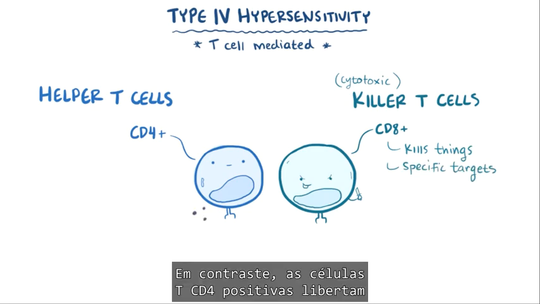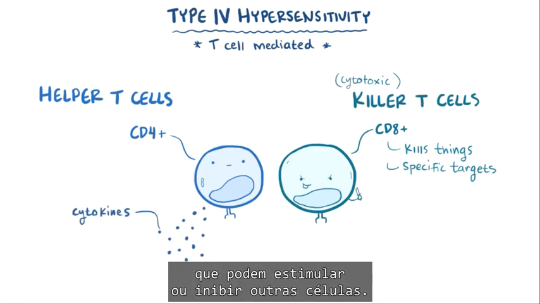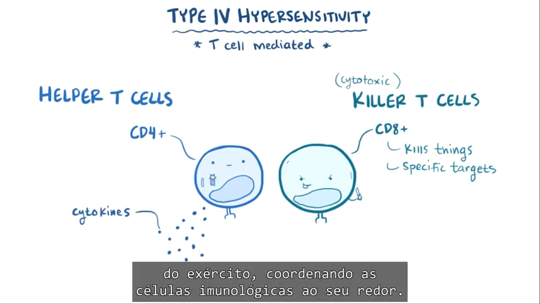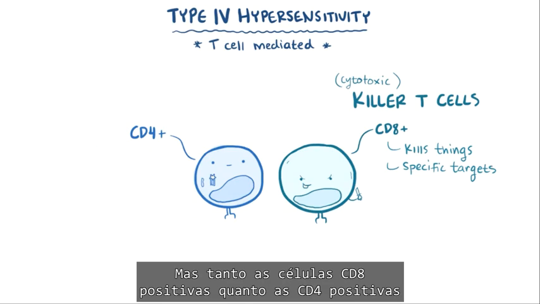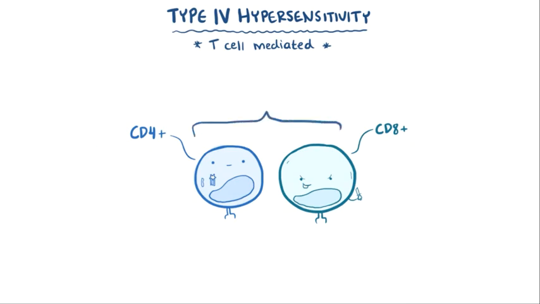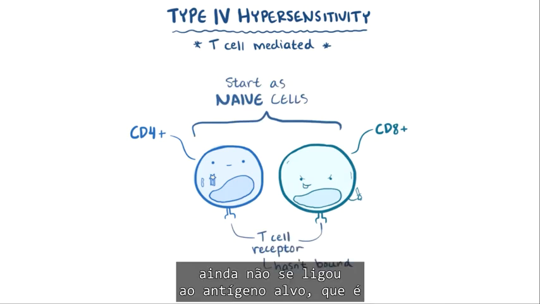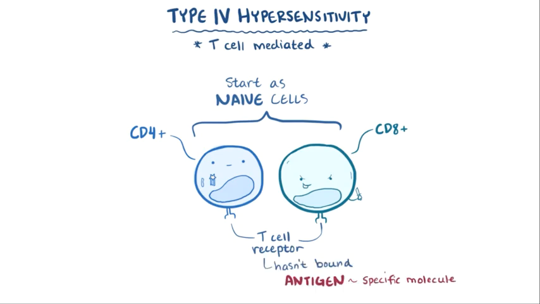In contrast, CD4 positive T cells locally release cytokines, which are small proteins that can stimulate or inhibit other cells. So CD4 positive T cells act like little army generals coordinating immune cells around them. But both CD8 positive and CD4 positive cells start off as naive T cells because their T cell receptor, or TCR, hasn't yet bound to their target antigen, which is that specific molecule that it can bind to.